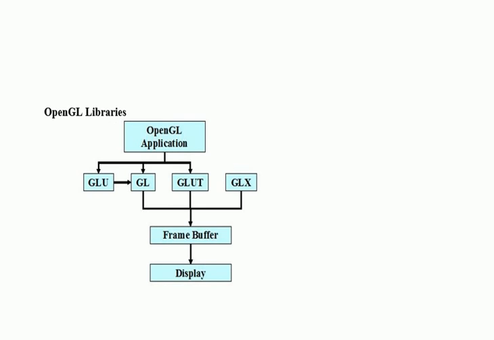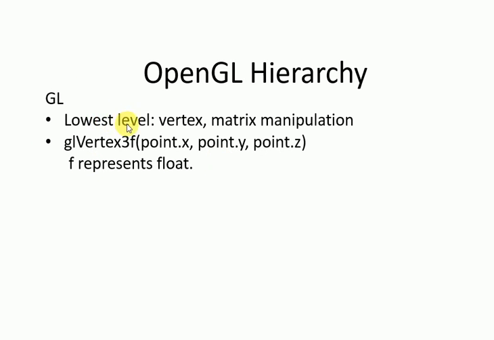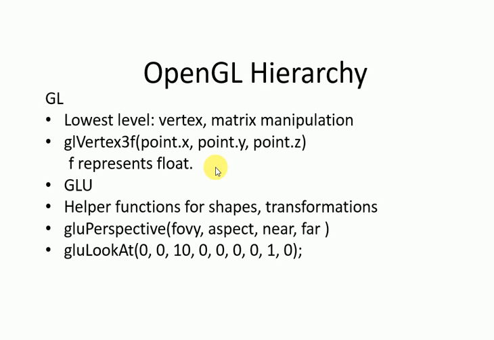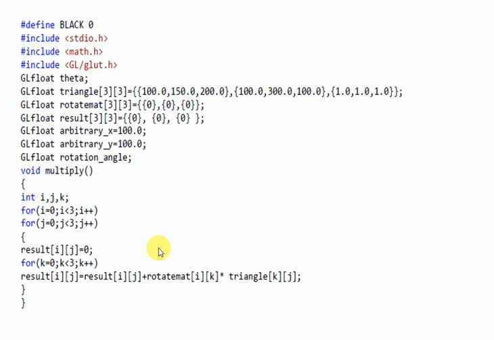Now the OpenGL libraries. GL is the lowest level, which has the vertex and matrix operations, for example glVertex3f, point dot x, like this function. The next is GLU. GLU is a helper library for shaping the transformation, for example the perspective and lookAt functions. Now GLUT is the highest level, which handles window and interface management, for example glutInitWindowSize. Now let us look at the program which we are considering.